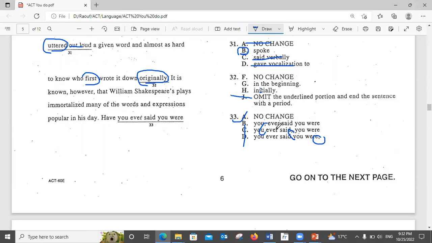Question C: "Have you ever said..." No, Habibi, the sentence is not complete here. You don't have any thought so far. "Have you ever said you were?" The whole thing that comes after "said," from "you were" until the end, is the object of "said." Like "I said a word." Where's the object here, Joe? I said a word. Where's the object here?